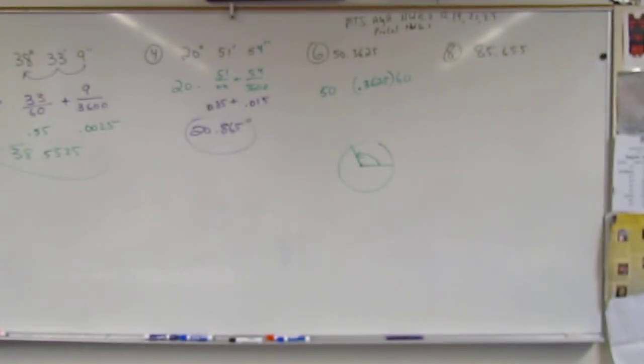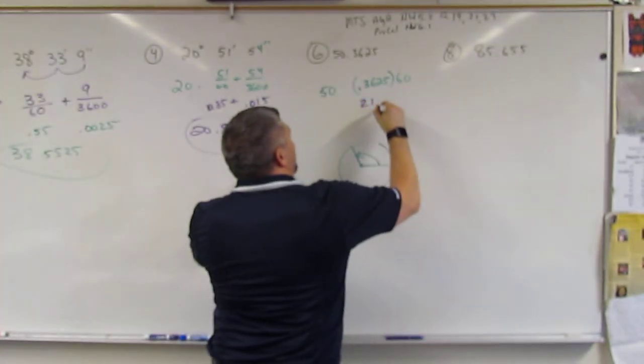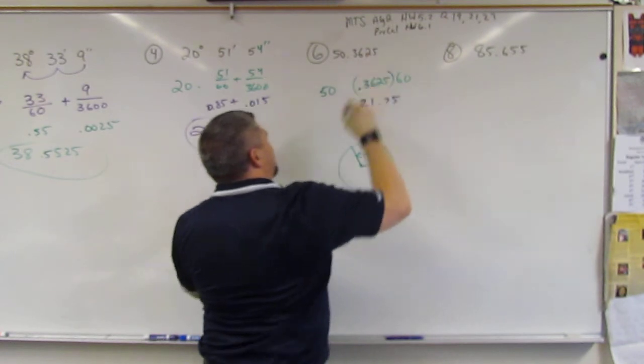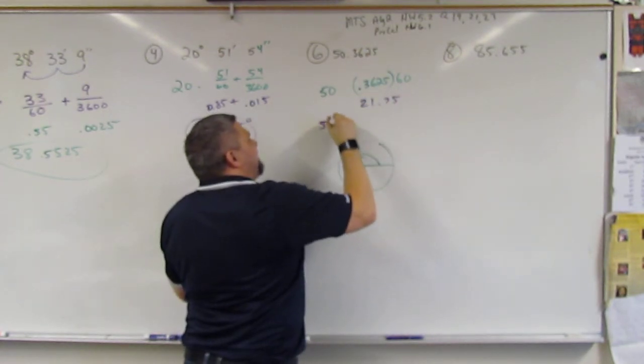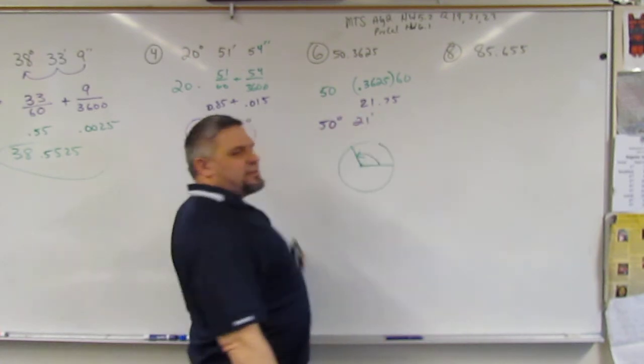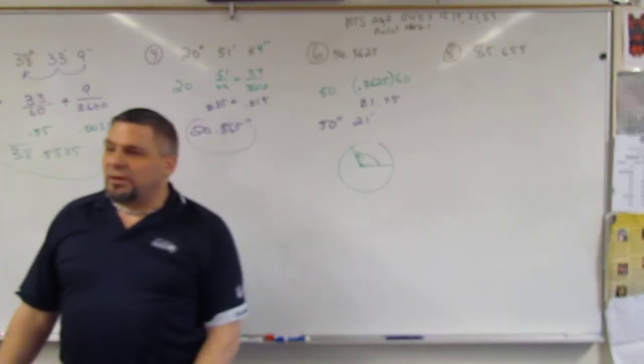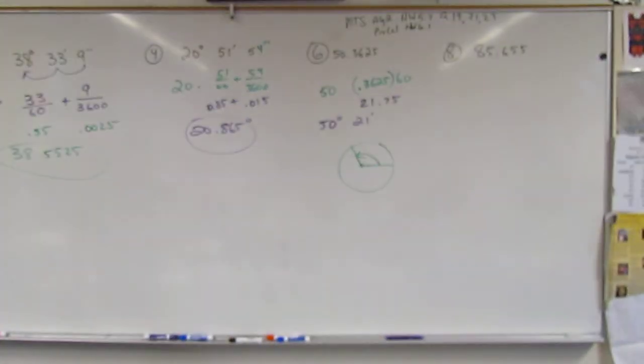We say 60 times 0.3625, then we get 21.75. So what we're saying there is that we got 50 degrees, 21 minutes, and 3/4 of a second. Or 3/4 of a minute, right?